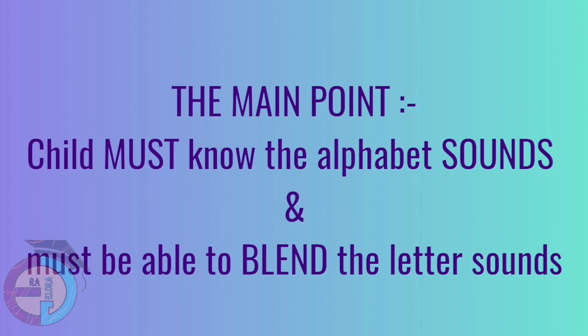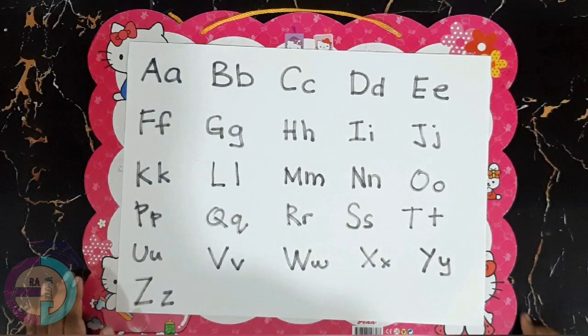The main point here is to make sure our child knows the alphabet sounds and is able to blend the sounds. With this, they will be able to read and write in English.